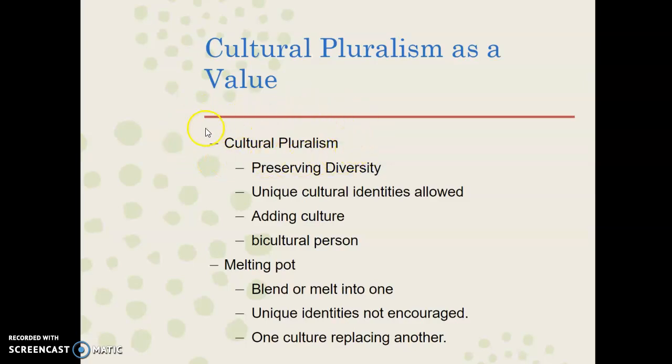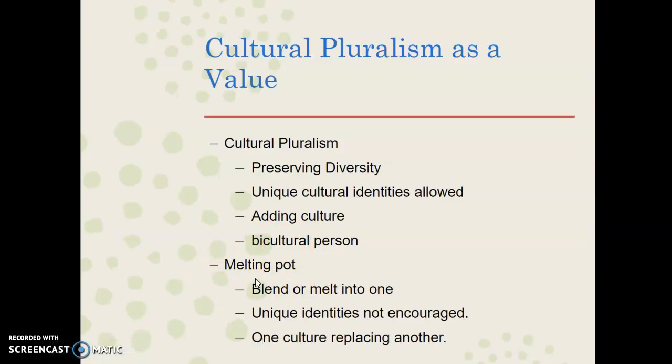When a family values cultural pluralism, the idea of everyone remaining who they are, these values preserve diversity because each unique culture can remain as they are. All of their unique identities are allowed and accepted. The idea of adding cultures together creates bicultural people, right? And this is something that we should value, we should see as very important to our society, to have many cultures represented.